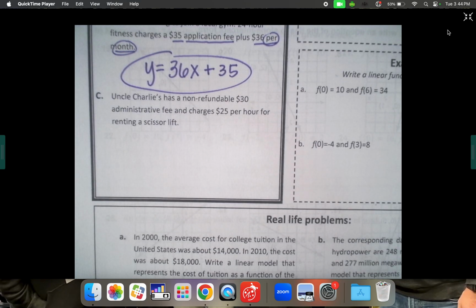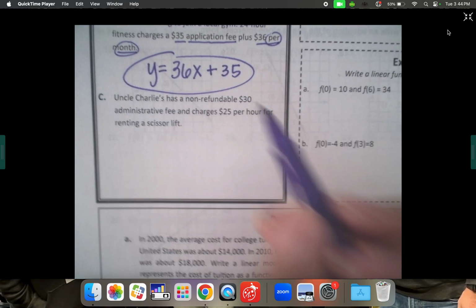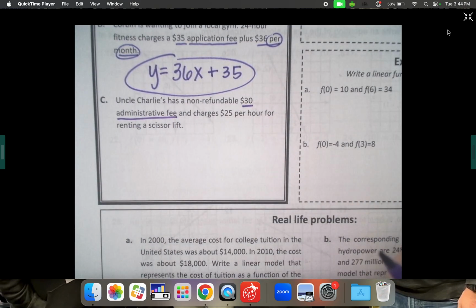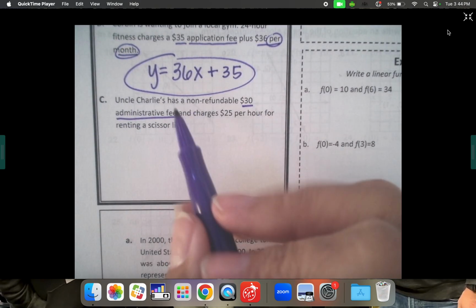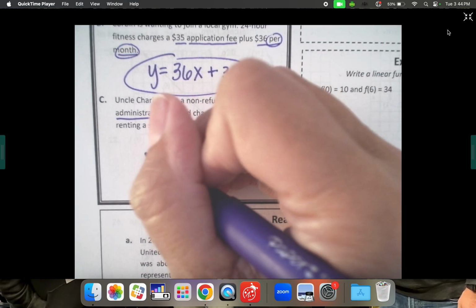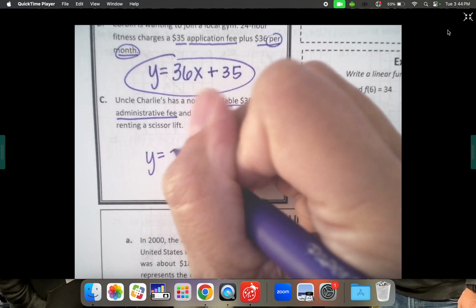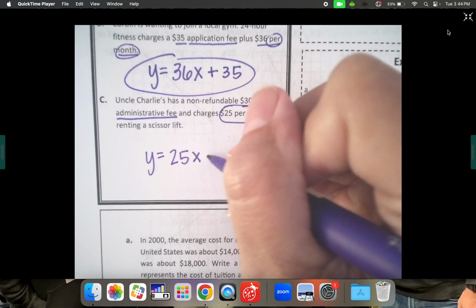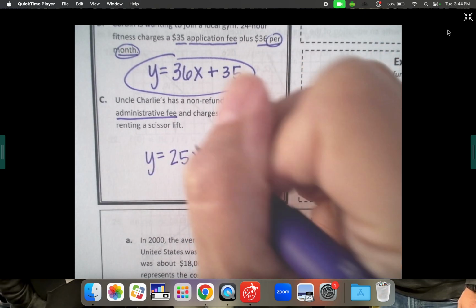All right, it says Uncle Charlie has a non-refundable $30 administrative fee. So that's upfront, that's your y-intercept. And it also charges $25 per hour. So that's the slope. 25x plus the $30 up front.